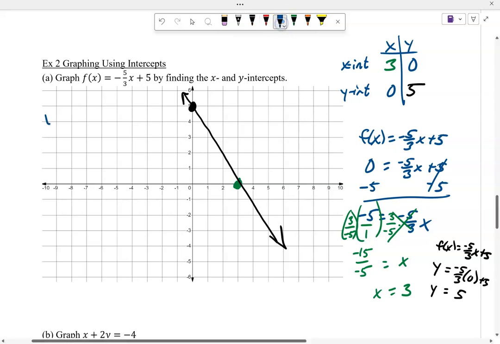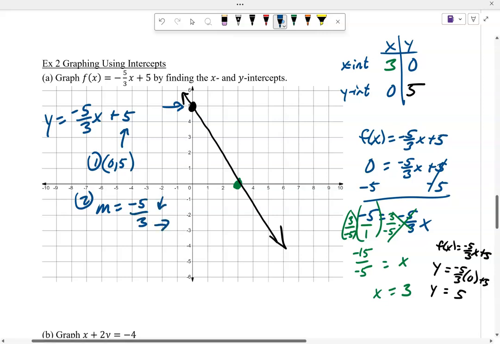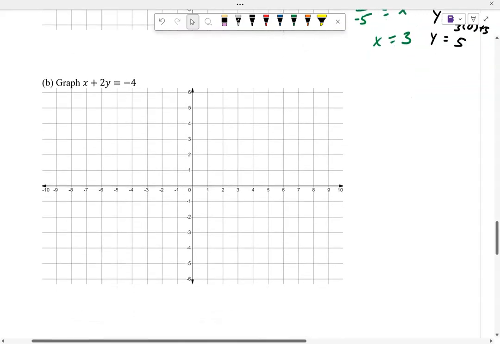Now, had we done this with slope-intercept, number 1, we would have put on our y-intercept point (0, 5) right there. And then number 2, we would have gone down 5, right 3, down 5, right 3, down 5, and right 3. See how it's that next spot right there? So either way you get it. But we're practicing this with x and y intercepts because it's not always in y = mx + b form, like this one, x + 2y = -4. That's a little awkward. So we're just going to go ahead and use our intercepts on this one.